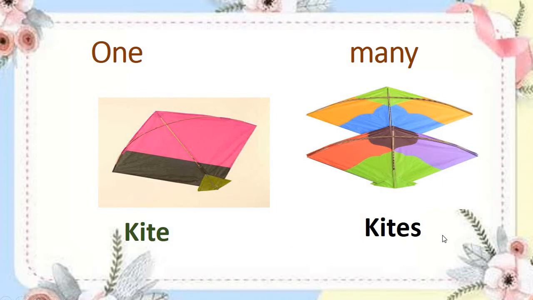K-I-T-E-S. Which spelling will come? Kites. Understood? K-I-T-E-S. Kites. S is added here. Kite, kites. Okay, children? Yes, you are understanding, no?